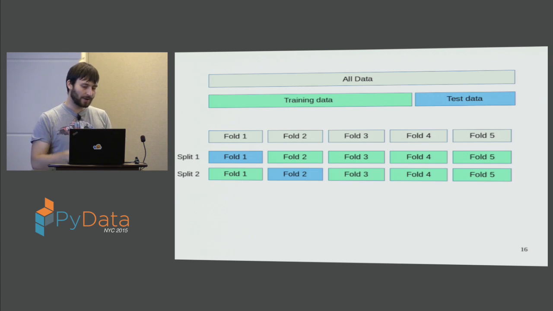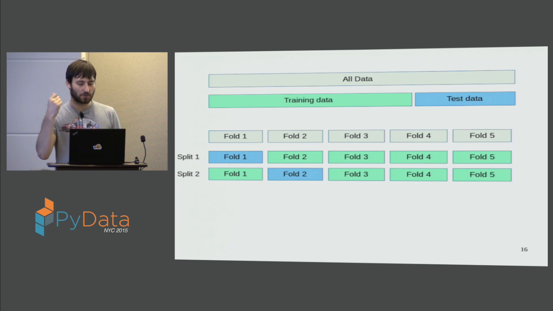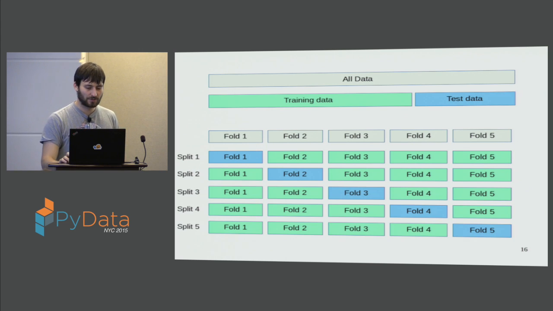Then you throw this model away, and you build a new model. This time, you use fold 2 as test data, and the rest as the training data. This gives you another scoring, another evaluation of how well your model generalizes to new data. In this case, how well it generalizes to fold 2. And you keep on doing this.